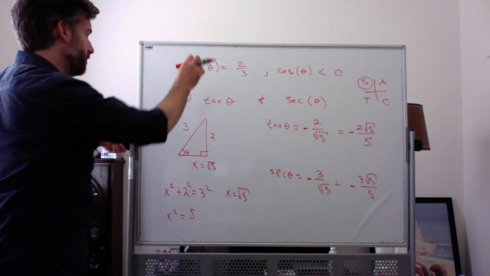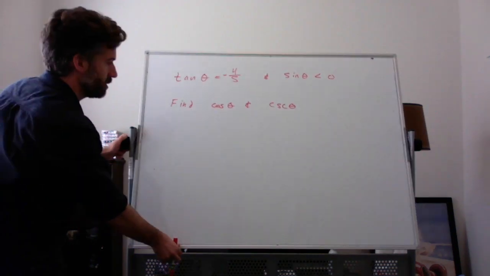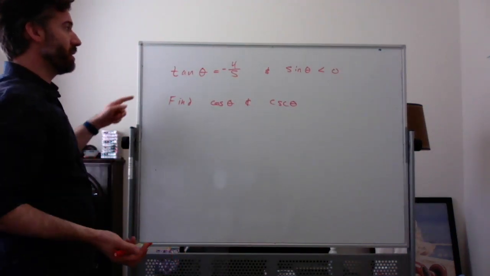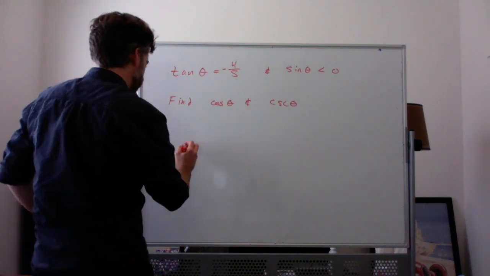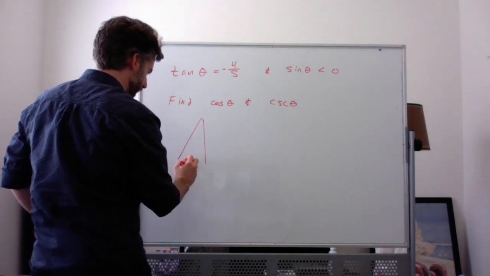Let's do another example. So in this case, we have tangent theta equal to negative 4/5. Sine of theta is negative as well. Again, I'm going to draw the triangle. I'm not going to pay attention to the negative sign.